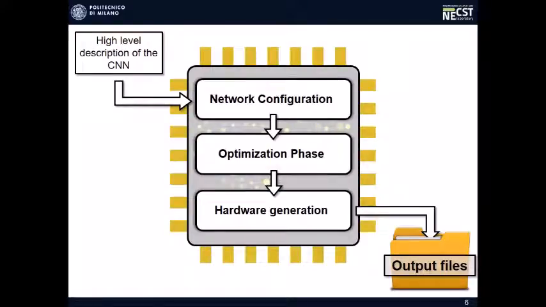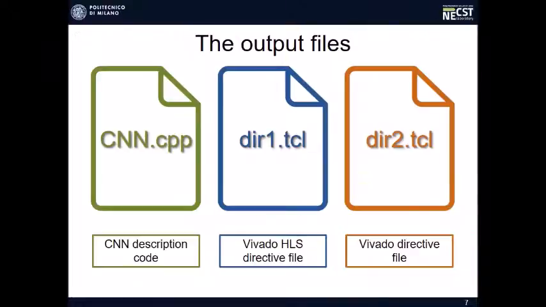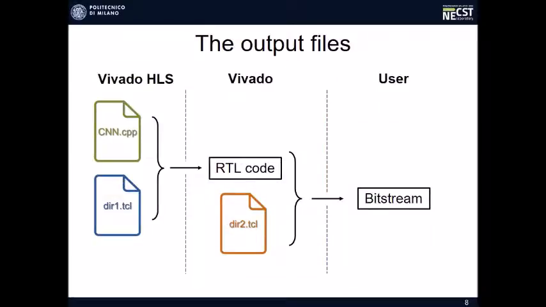During the last phase, the hardware generation, the application automatically generates the C++ source code of the CNN and the TCL scripts needed by the Xilinx toolchain to generate the bitstream to configure the FPGA. Specifically, the application generates three different output files. cns.cpp contains the code description of the whole network. dir1.tcl is the directive file for Vivado HLS, and dir2.tcl the directive file for Vivado. The Xilinx toolchain uses all these files in different steps to generate the bitstream to configure the FPGA.